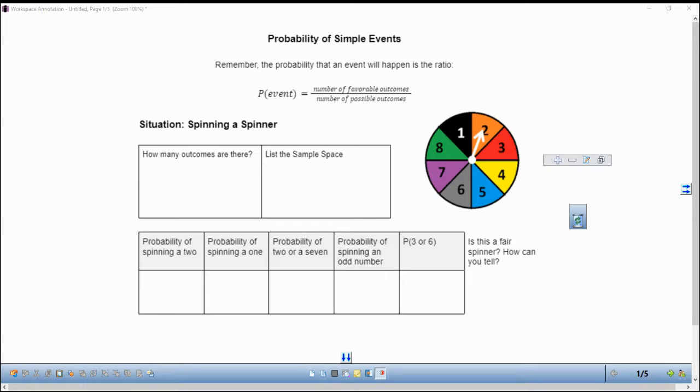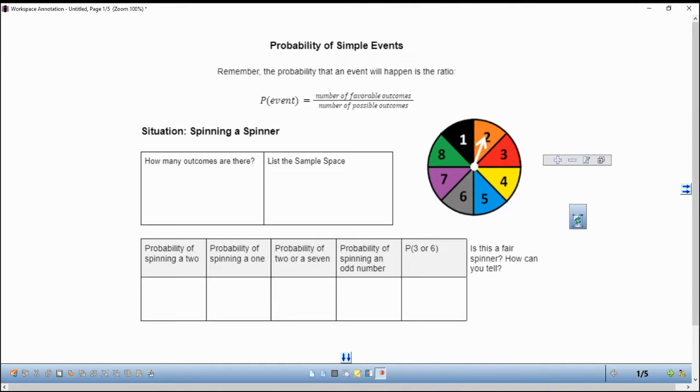Hello, boys and girls. Today we're going to be on page 13 of our probability packet, and today we're going to be looking at the probability of simple events. Now, a simple event is an event with only one outcome.